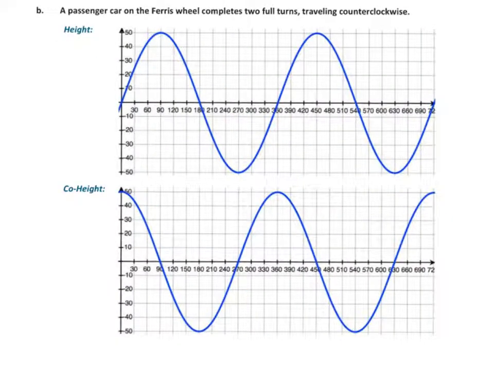And then for section B, the passenger car completes 2 full turns, so it's the same thing except you extend it out further. And notice that it goes 360 degrees and then to 390, 420, 450 would be the same as being at 90 degrees, and so on. It's just 2 complete turns for each one. It's not that major of a deal.